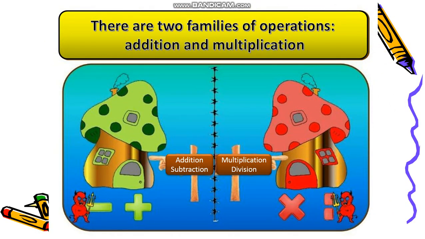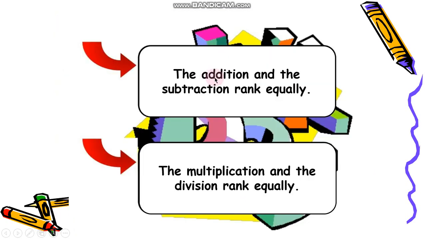First of all, we want to know that there are two families of operations. As we see in the picture, we have the addition and subtraction, and we have the multiplication and the division. These are two separate families. The addition and the subtraction rank equally. The multiplication and the division also rank equally.